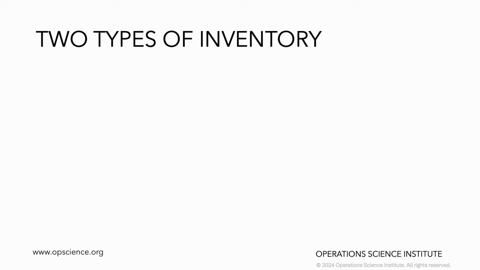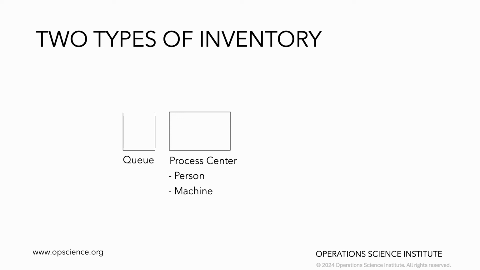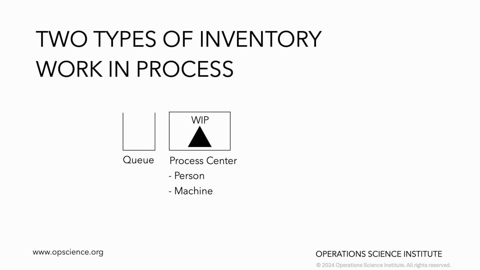To understand these 2 types of inventory, we return to our basic definition of an operation. We have process centers, which are capacity resources, could be a person or a machine. There are also queues where work often is waiting. The first type of inventory is work in process inventory. Work in process, or WIP, is unique because it is required for transformation to occur.